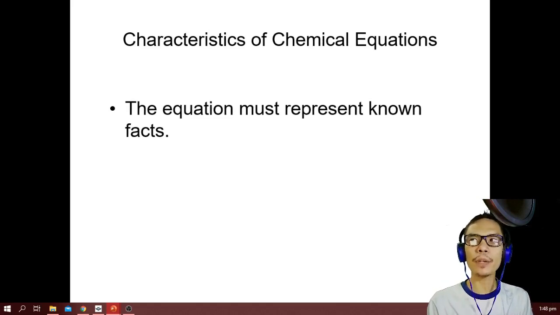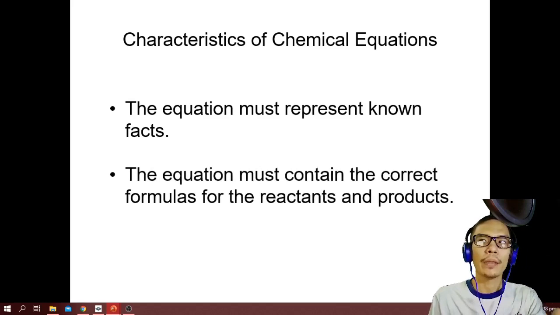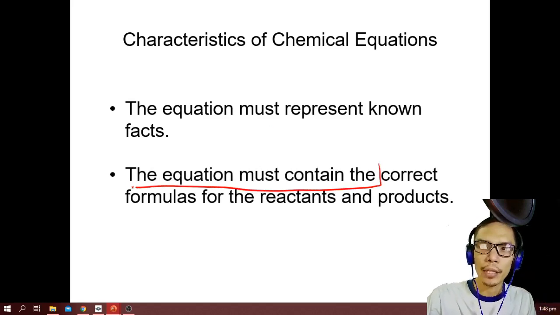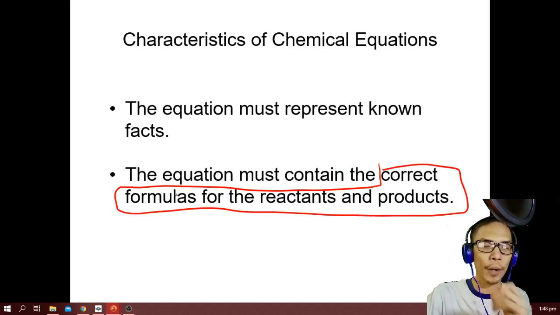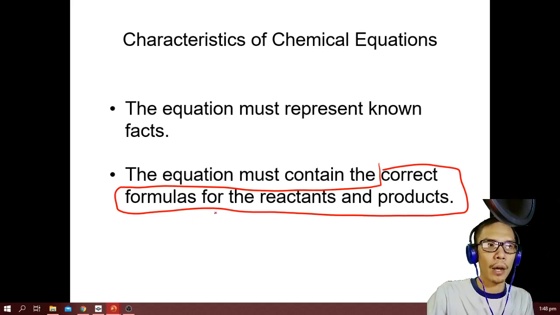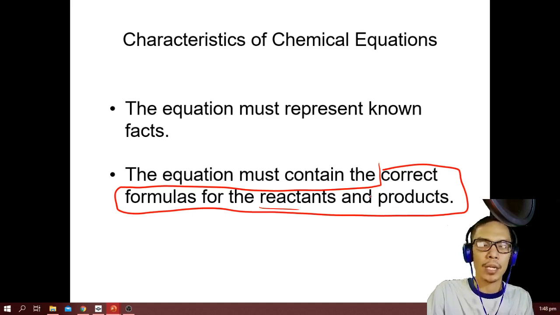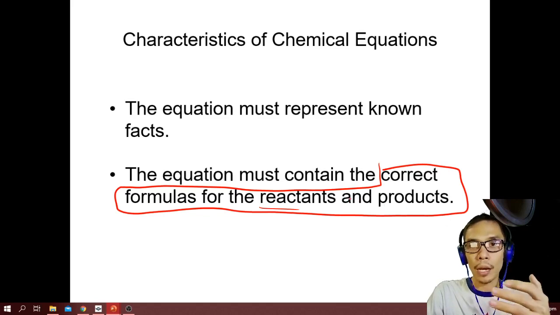Okay. Now the equation must represent the known facts. So number 1, the equation must contain the correct formulas. This is the highlight here. You can form a chemical equation if you want to, but if the equation has an incorrect formula, then there will be an error in your equation. Especially the reactants and products, they should have correct chemical formulas.